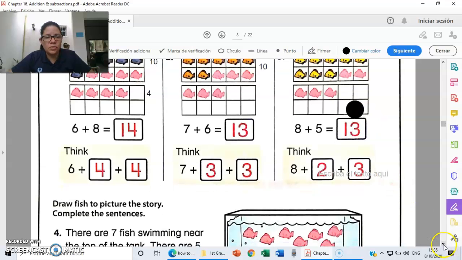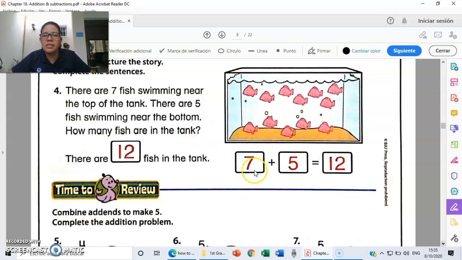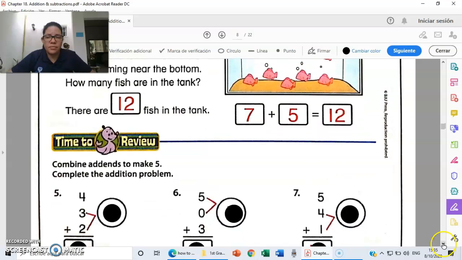Okay, let's go to the next exercise. Here says 7 fishes. There are 5 fishes here on the bottom. So how many fish are in the tank? You count 7 plus 5, it's 12. And then you answer number 12 here.